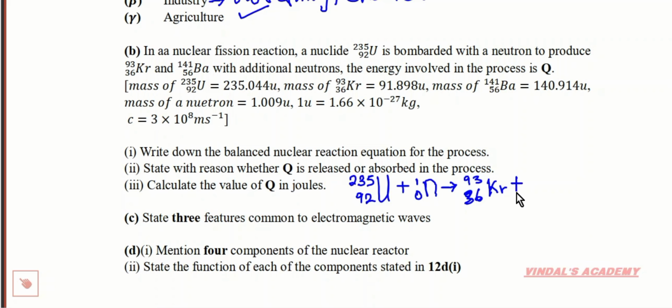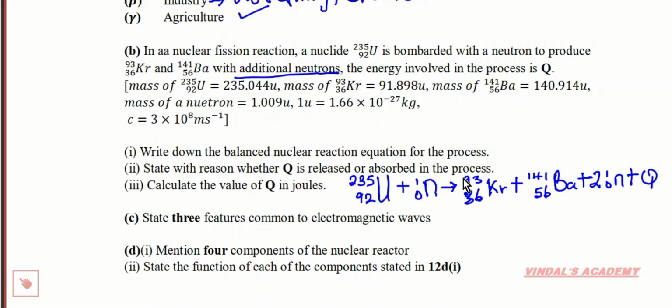Remember, the main secret here is to ensure that there is an equal number of mass on the two sides of the reaction. And then plus, because there is a statement they made here, they said with additional neutrons. So I'm going to write 2 in order to balance it, then plus Q.